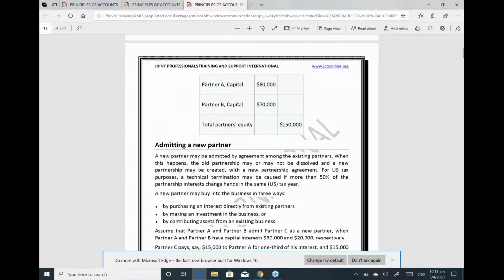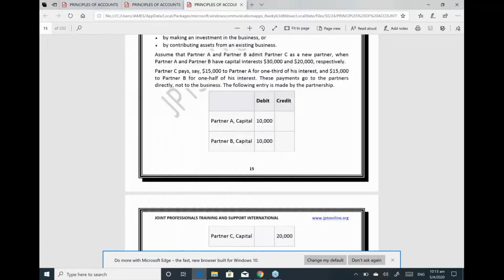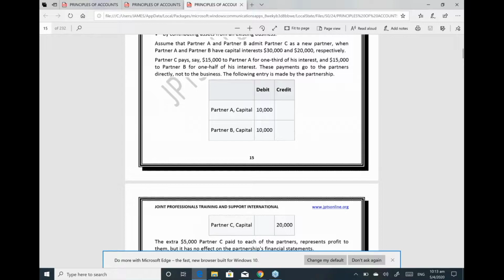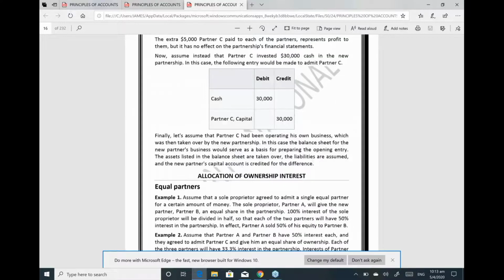Then here you see the admission of a new partner that I explained to us last week. Admission of new partners means they have to share some of the money that they have. If you look at it on the debit side of the capital account, we have 10,000, then another 10,000, which was the profit that both of them made from the account. Then partner C's capital is 20,000 naira. Then if you move on there, you now see cash. The cash is 30,000, then 30,000. That's partner C's capital.